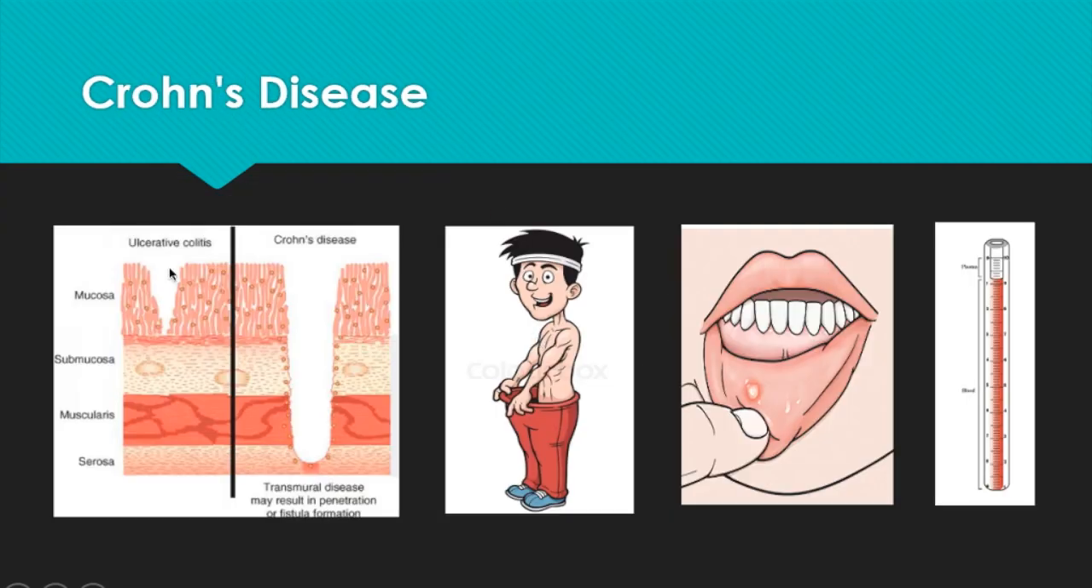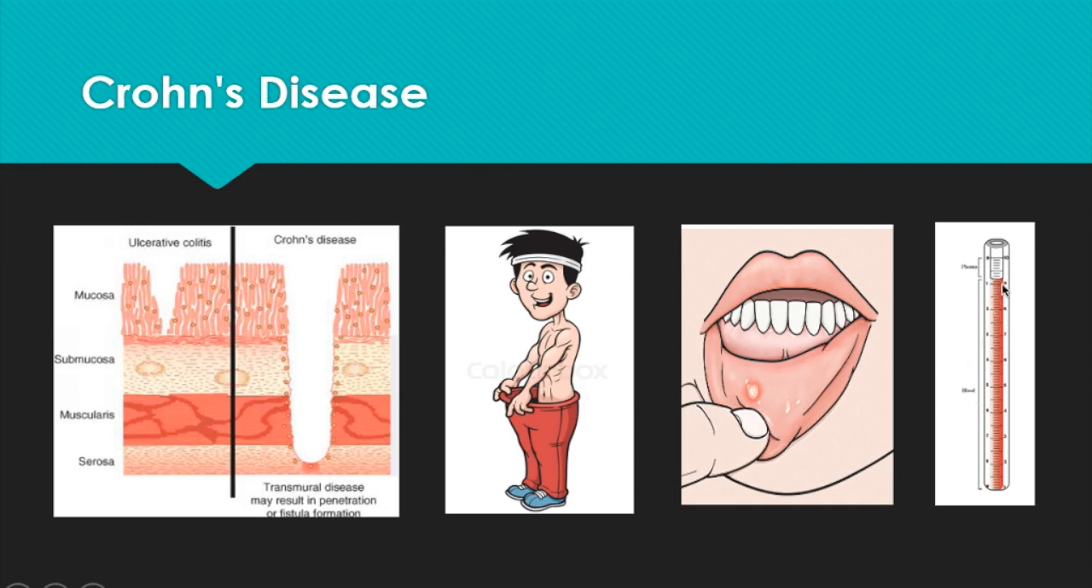Crohn's disease, in contrast to ulcerative colitis, which is just the mucosa involved, here Crohn's disease attacks all the layers. It's a transmural disease. And the questions may not mention all the typical buzzwords of skip lesions and cobblestoning. They may just describe someone who is losing weight with a canker sore and an elevated ESR. And what they're referring to is Crohn's disease.